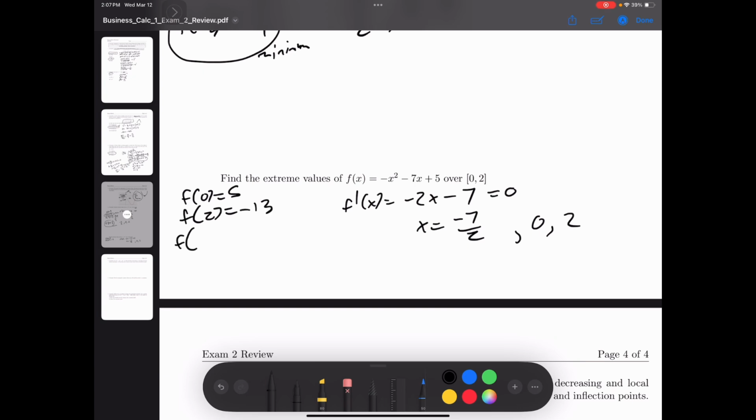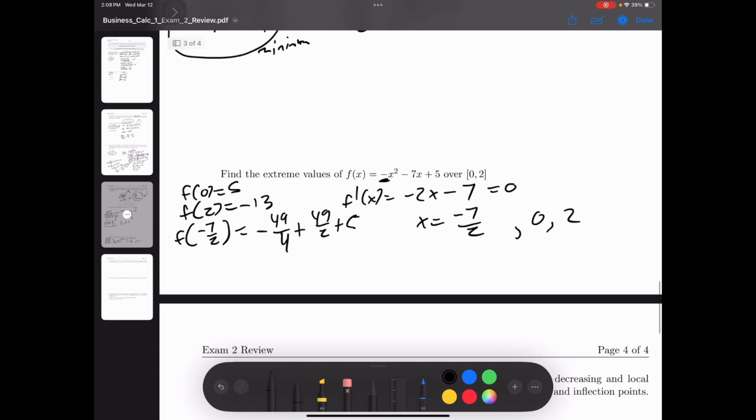And then f of negative 7/2. Let's work through this one carefully. Negative 7/2 squared is going to be positive 49 over 4. But we have this extra negative sign, so we're going to tack that on. And then we're going to have negative is a plus 7 times 7/2 is 49/2. So we get something really similar to the previous problem, plus 5.